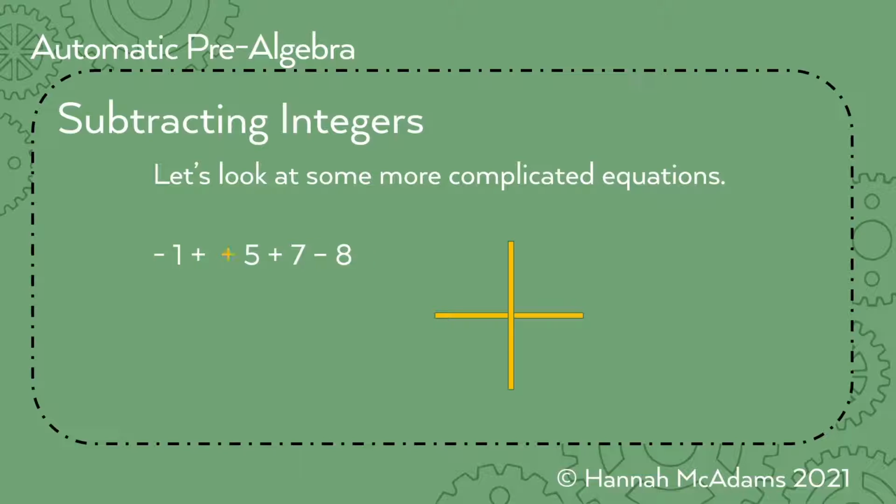So let's change that. And now we have negative 1 plus 5 plus 7 minus 8. So we've got these two plus signs in a row. You see that? Does that just mean plus? It just means plus, so we can get rid of one of those. There you go. Okay, now we recopy.